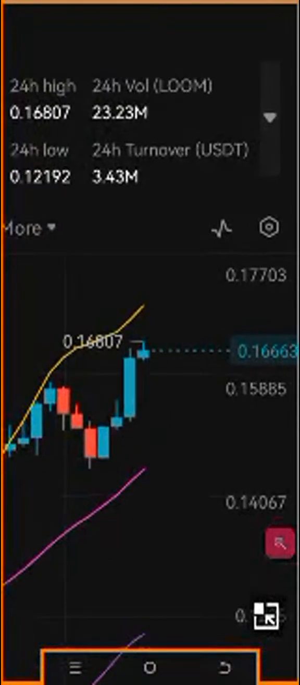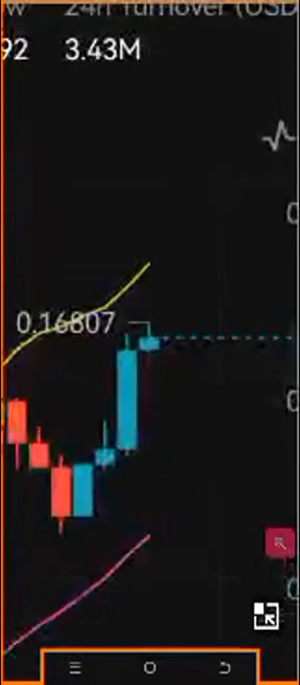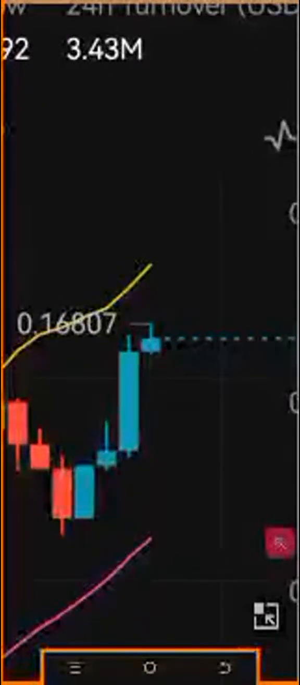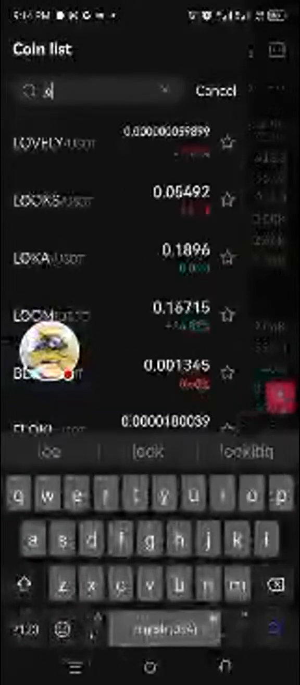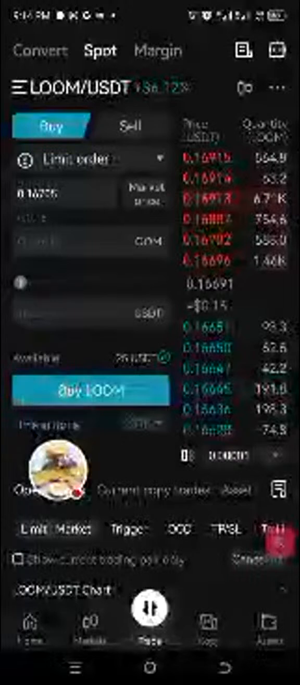See what's going on here. See what's happening here. Can you see? It's already going down. The pullback has started. But well, let's see if we can catch some little hope. So this is what? LOOM USDT. Let's just check it. Let's check LOOM USDT. Let's just try and do a quick simulation.